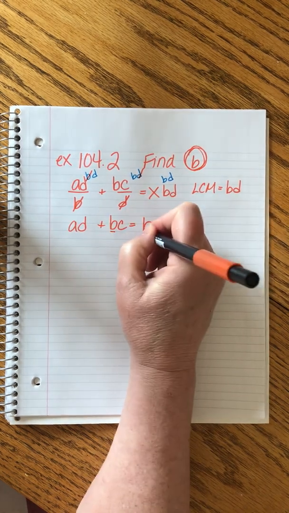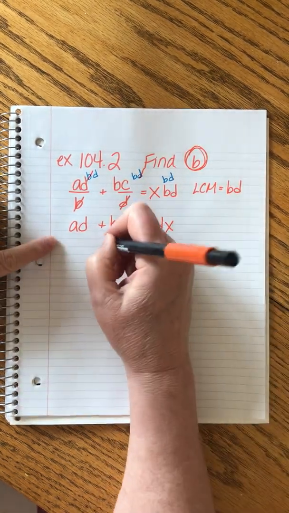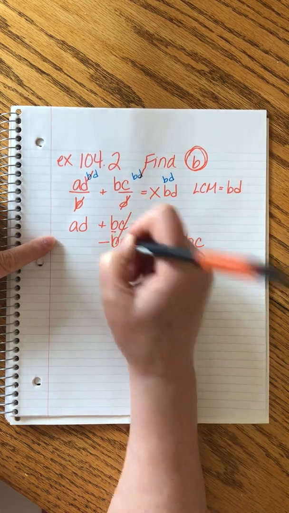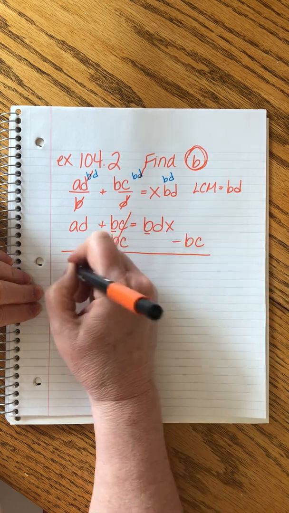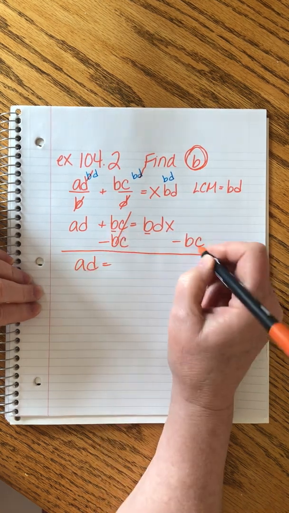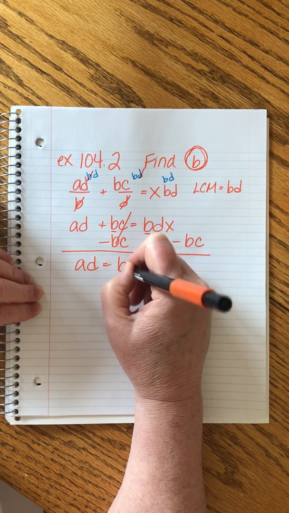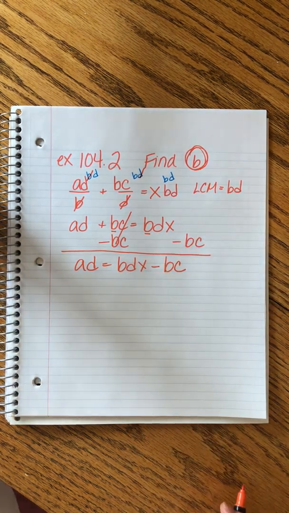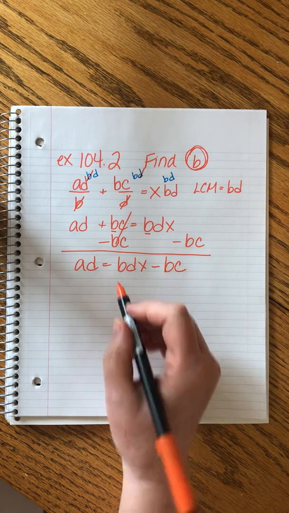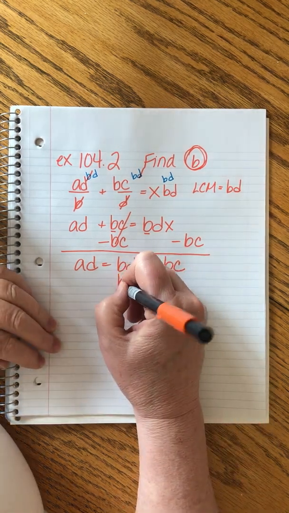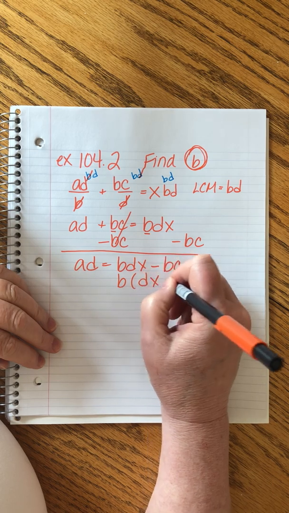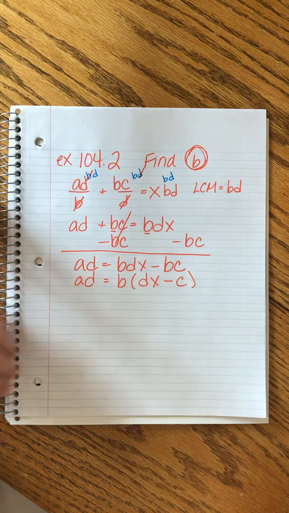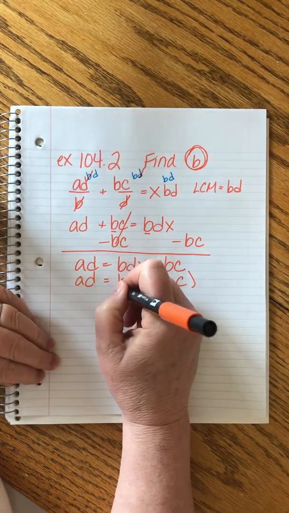All right, we're trying to find B. So let me take a look at where my B's are. It will be easy enough, just subtract that over. This is gone. And now we have AD equals BDX minus BC. It's a bad case of alphabet soup, right? Now we're ready to factor out the B. And we're left with DX minus C. This side doesn't change. Now, there he is. He's so cute.